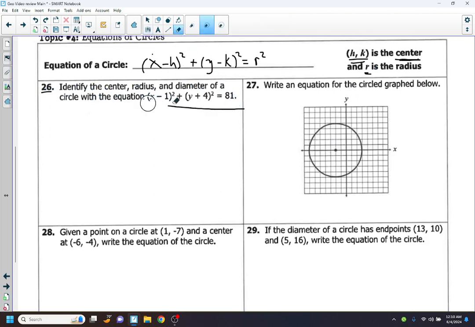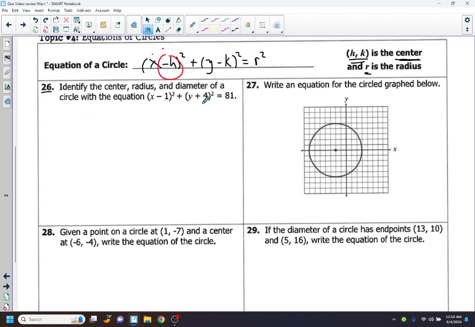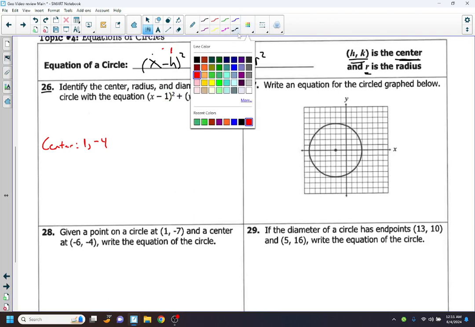So first, let's talk about the center. Remember, in the formula, it is minus h. So because it's minus h, here your h value is not -1. You're plugging in a 1 to be -1. So it's a flip of the sign. So your center is going to be 1, comma, remember, flip the sign, -4. So the center in that case is (1, -4).